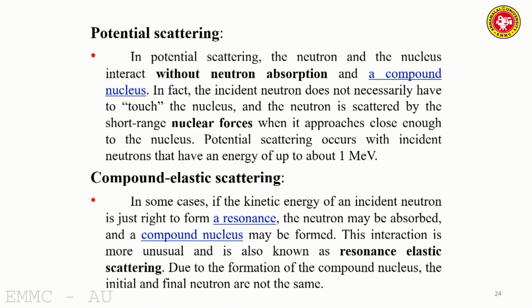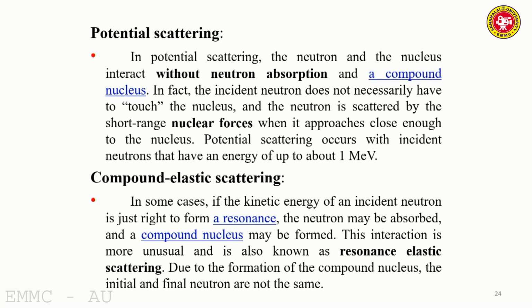Potential scattering. In potential scattering, the neutron and the nucleus interact without neutron absorption. In fact, the incident neutron does not necessarily touch the nucleus, and the neutron is scattered by the short-range nuclear forces when it approaches close enough to the nucleus. Potential scattering occurs with incident neutrons that have an energy of up to about 1 mega electron volt.